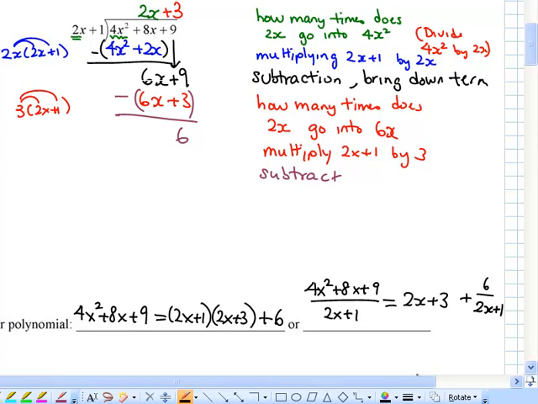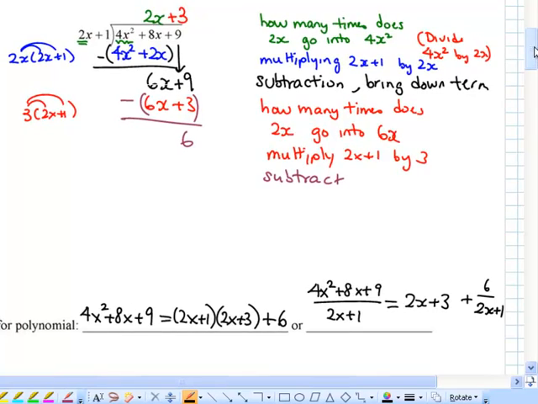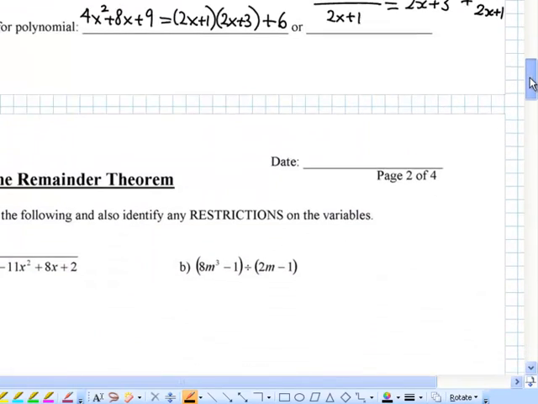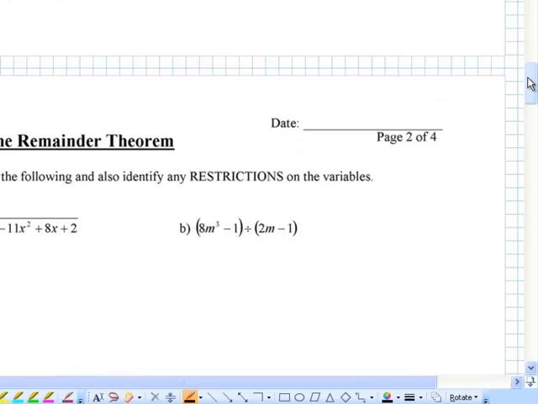Knowing this, I'd like you now to turn the page and try the following examples on your own. I will do it here too, but I want you to try them on your own and see if you can get the same answers as me. You can always pause the video, do it yourself, and then come back and check your answers. This one though, I also added something called identify any restrictions on the variables.